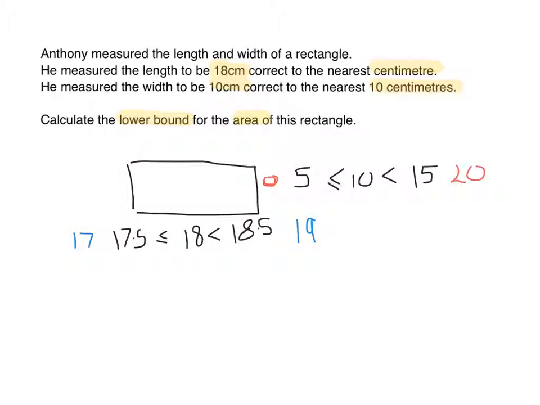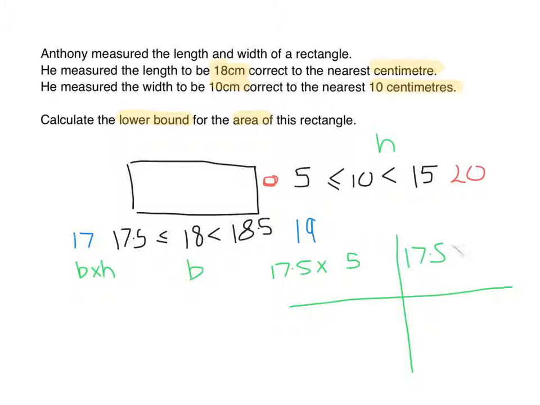I need to calculate the lower bound for the area of this rectangle. Now area is obviously base times height. Even if I'm pretty sure which bounds I'm going to use, I'm always going to try all of them just to check. So I need to make sure I've tried all options. I could do 17.5 times 5, or 17.5 times 15. Then I could do 18.5 times 5 or 18.5 times 15. So I've included all options there.